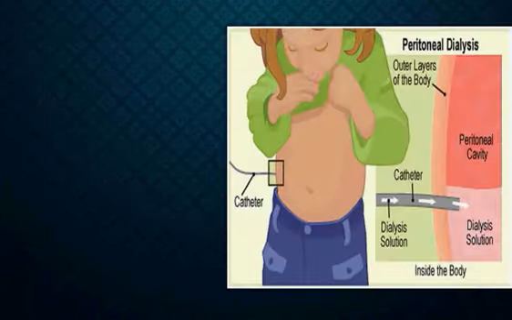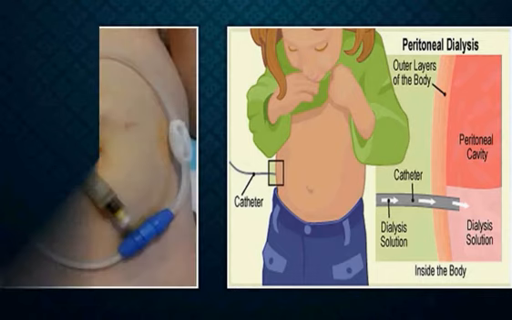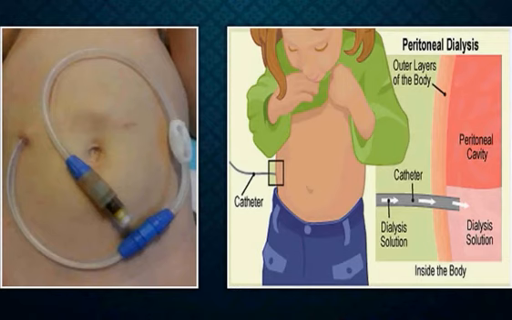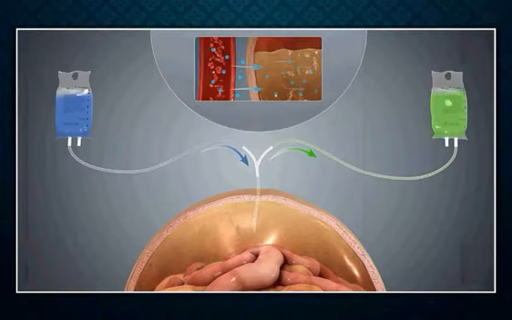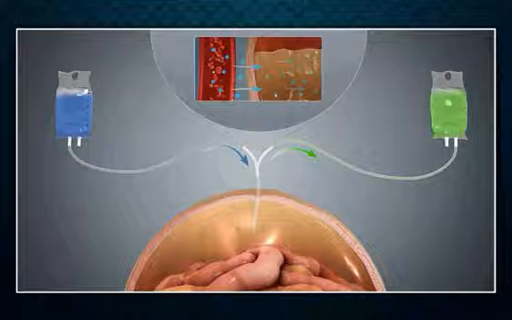This is the peritoneal dialysis, and this is the catheter inserted in the abdomen of the baby. The principle is the diffusion of the water, solutes, and toxins through the peritoneal cavity and the peritoneal membrane. It will act like the nephron in this type.